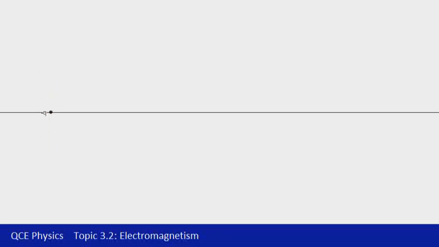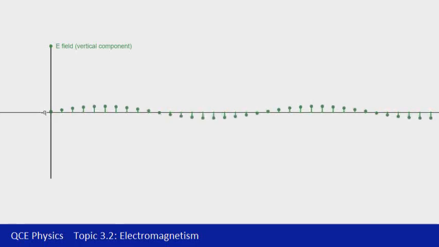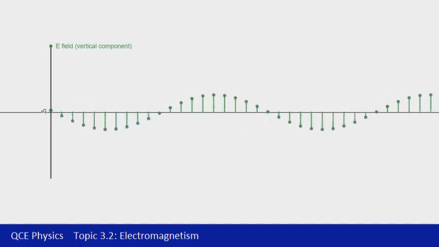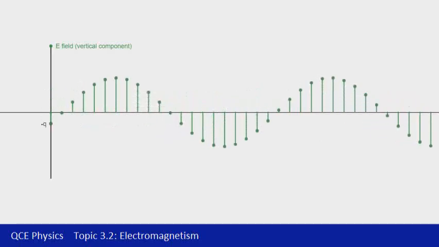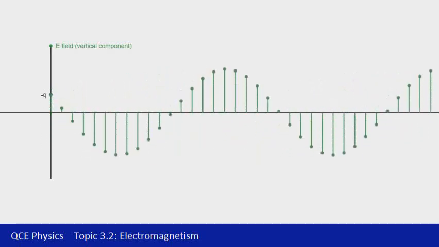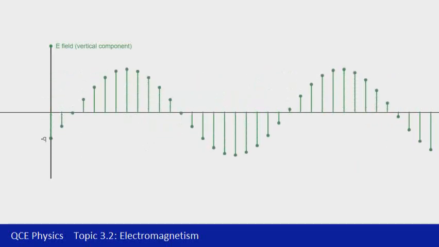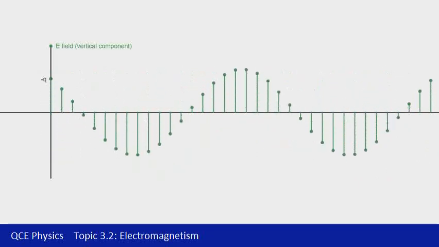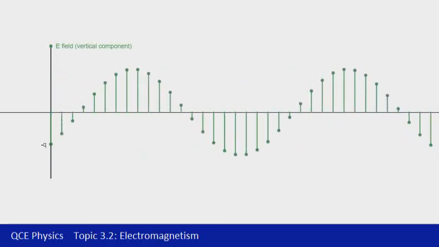Let's also add some points in the direction of propagation where we're going to have a look at the vertical component of the electric field. And you can see as the charge starts to oscillate that we have that varying vertical component of the electric field. You can see each of those points, it's oscillating up and down, and it looks like a wave. So electromagnetic radiation is also sometimes referred to as an electromagnetic wave.